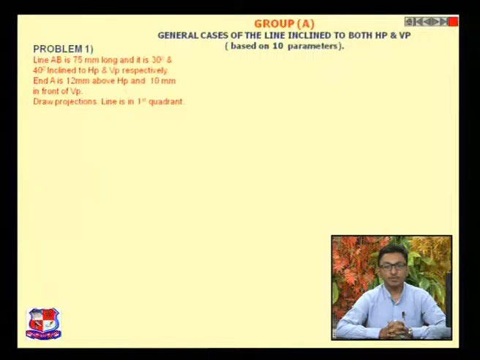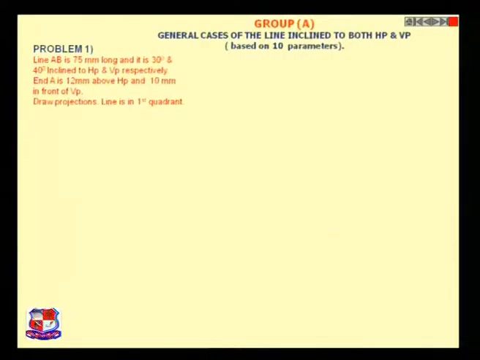Now what do we need to find? We need to find the projections of this line. It is said that the line is in the first quadrant. Now what do you need to do? First of all, you need to write the given data. The given data is: true length is equal to 75 mm, angle with HP is 30 degrees, angle with VP is given as 40 degrees.